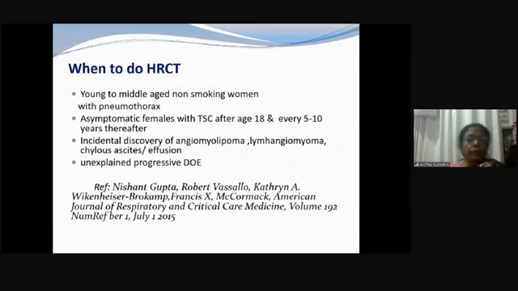So if you have a young or middle-aged non-smoking woman presenting with pneumothorax, or if somebody has already been diagnosed with tuberous sclerosis and they're asymptomatic, you have to screen after the age of 18, and after that every 5 to 10 years thereafter. Sometimes there is an incidental discovery of angiomyolipoma or lymphangioleiomyoma or chylous ascites and effusion, and then also you have to screen for LAM. And some of these patients just present with progressive dyspnea on exertion, which is unexplained, and therefore an HRCT should be taken.